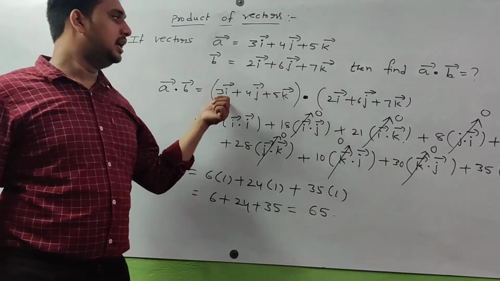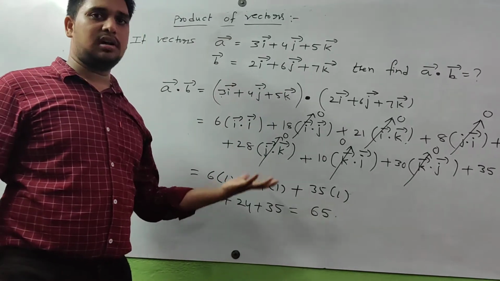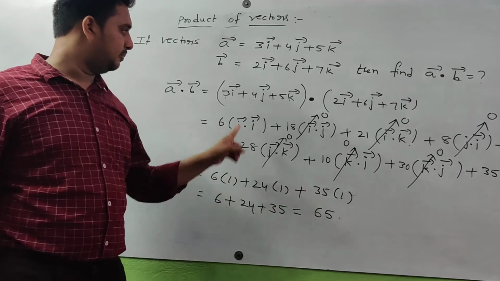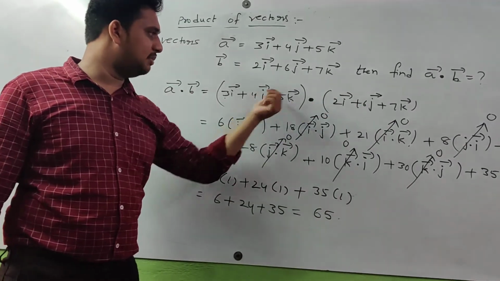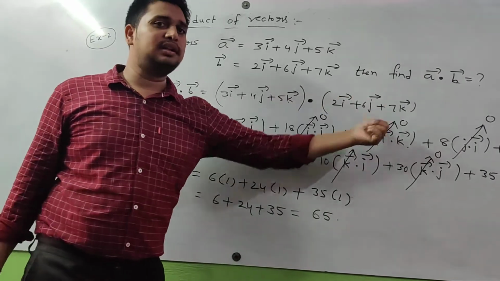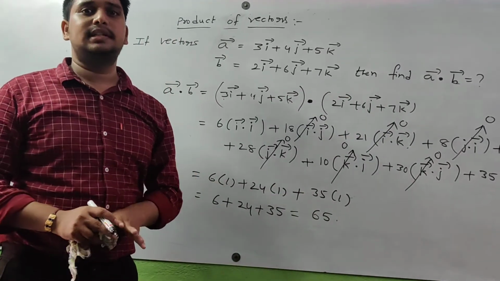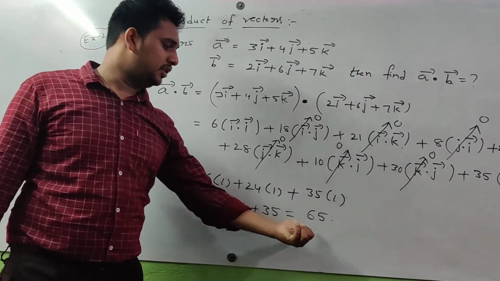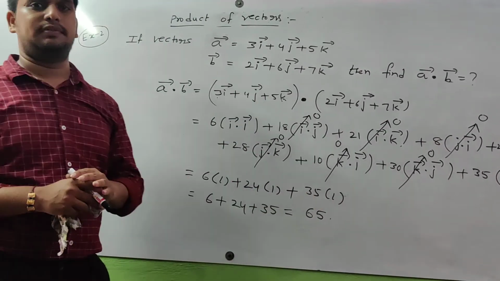Because observe carefully, 3 into 2, simply how can we solve this problem? Simple method, 3 into 2, 6, plus 4 into 6, because this is j bar, 4 into 6, 24, plus 5 into 7, 35. These only are left here, remaining all are cancelled. That's why 6 plus 24 plus 35, we got 65 as the answer for this question.